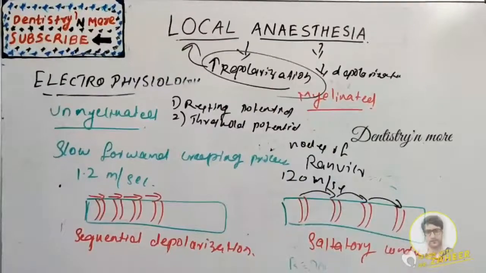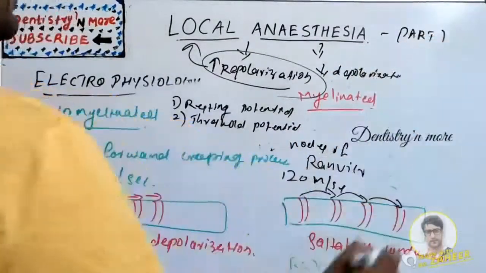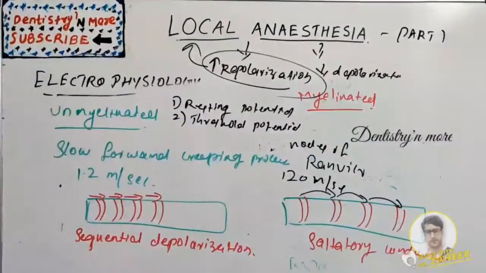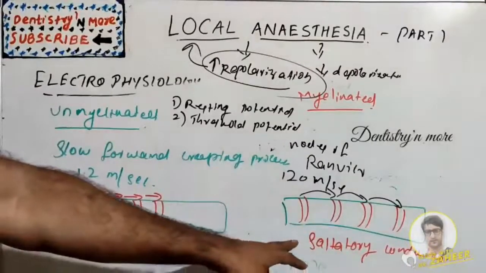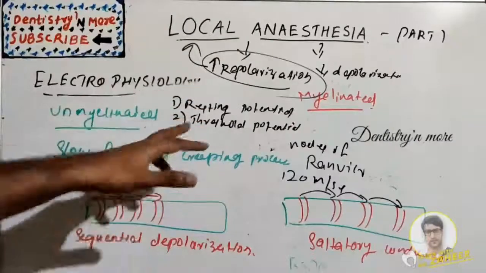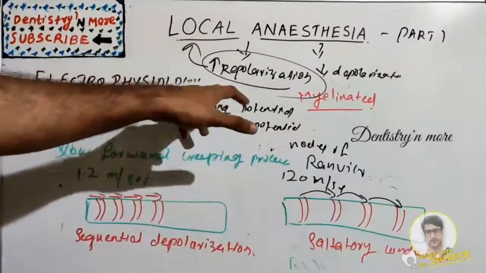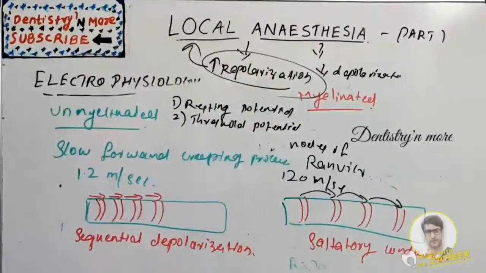So we can say this is part one, where we discussed the action potential, the membrane potential, the sequential depolarization, the saltatory conduction, and the local anesthesia mechanism, that is, changing the resting potential, changing the threshold potential, or increasing the repolarization or decreasing the depolarization. This is the electrophysiology, the introduction part of local anesthesia.